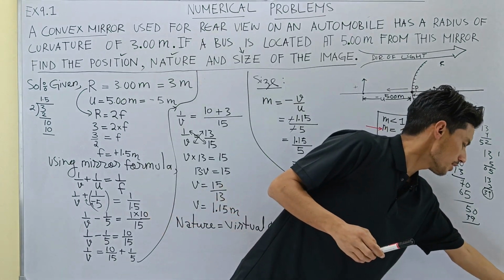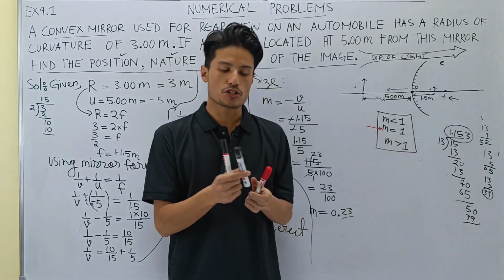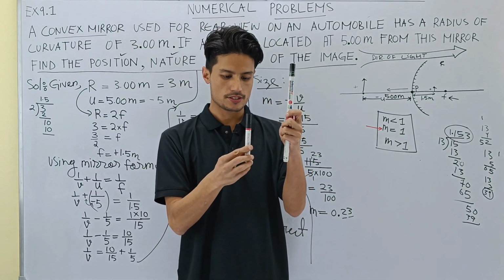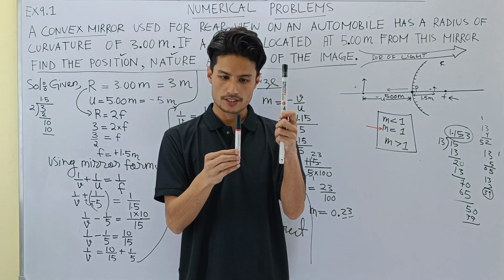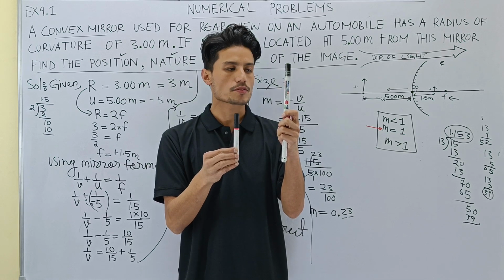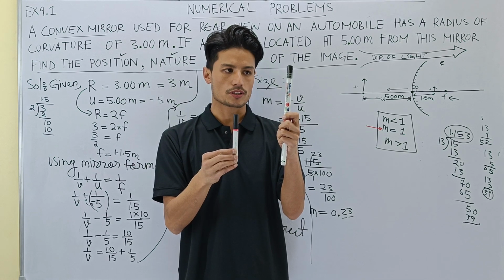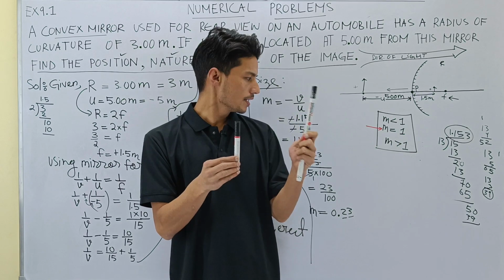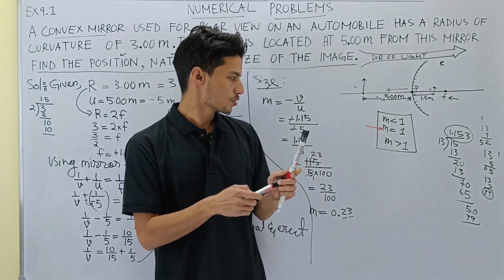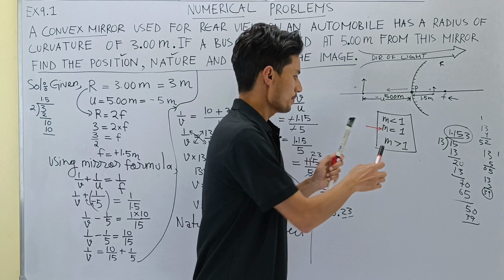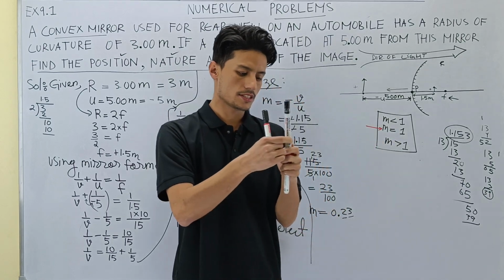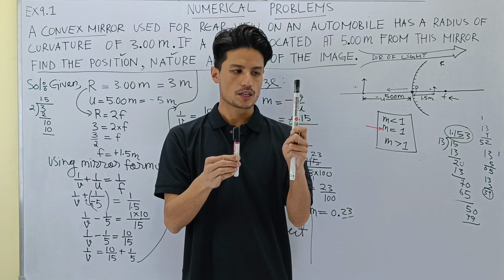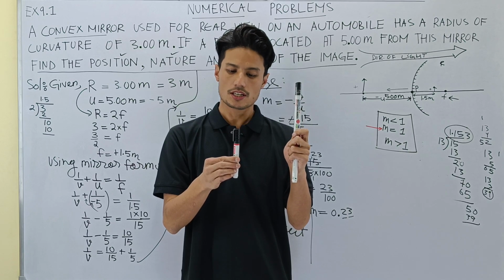If magnification is greater than 1, that means the image is taller. Compare the size of the object and the size of the image. Which is taller? Whose size is larger? The image size is larger, isn't it? This is what happens when m is greater than 1. So magnification greater than 1 means the image is larger than the object.